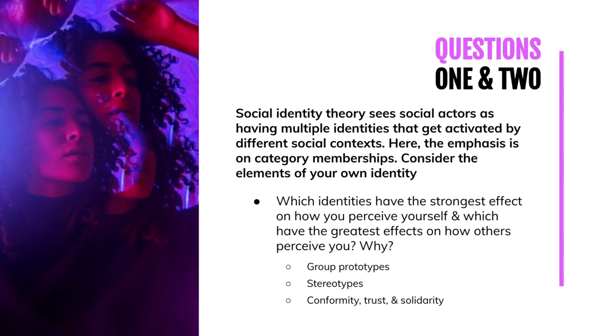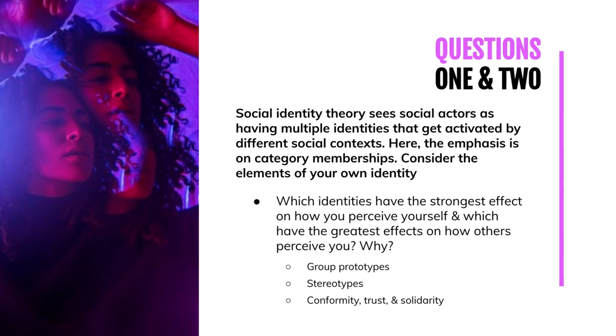So, some of the concepts you could incorporate when formulating a response, again, you're looking at how you perceive yourself and how others perceive you, and so this is from a social identity perspective. So thinking of group prototypes, group stereotypes, and then how those things build conformity, trust, and solidarity among group members. So if you're thinking about, let's go with how others perceive you, because these things are kind of intertwined. Again, because when you're viewing the self, you are viewing that from the perspective of others because we are socialized social beings.